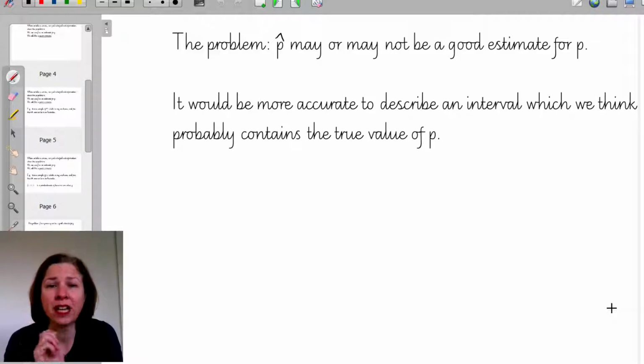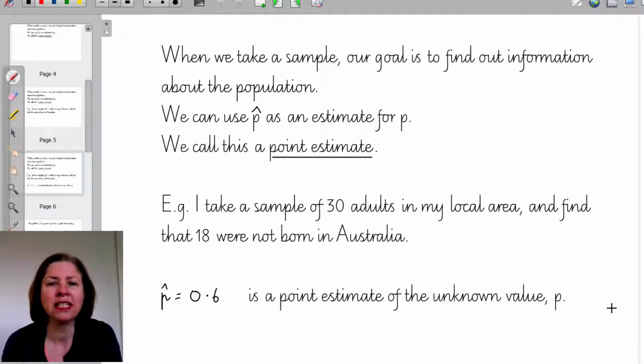So what would be more accurate is if I could use p hat and then describe an interval around it which we think probably contains the true value of p. So if I go back to my previous example, if I'm reporting on this and I say, I think that p is probably 0.6, I could be quite a long way off. I don't know exactly what the value of p is, so it's not quite accurate. But on the other hand, if I said something like, I think it's likely that p is in between, for example, 0.5 and 0.7, I'm probably more likely to be saying something that's true.